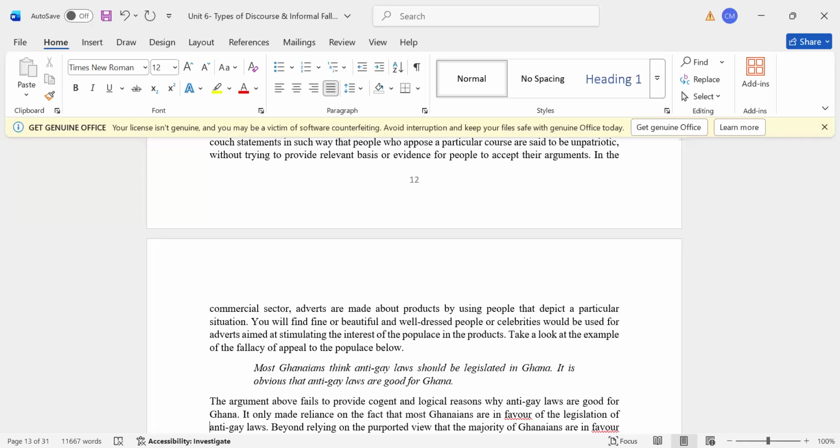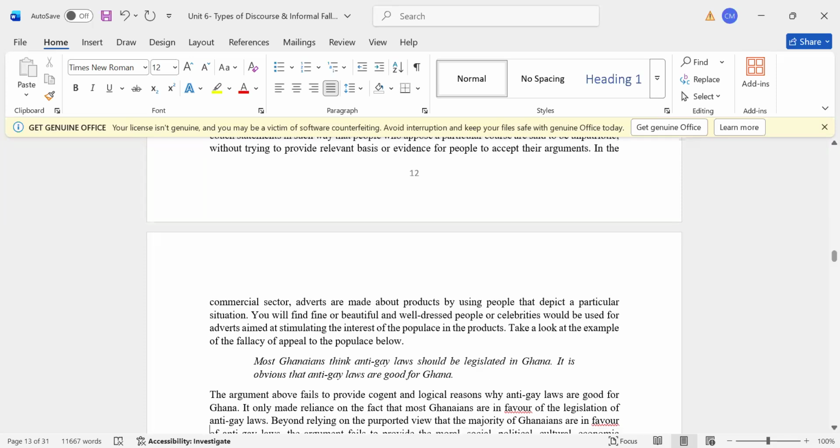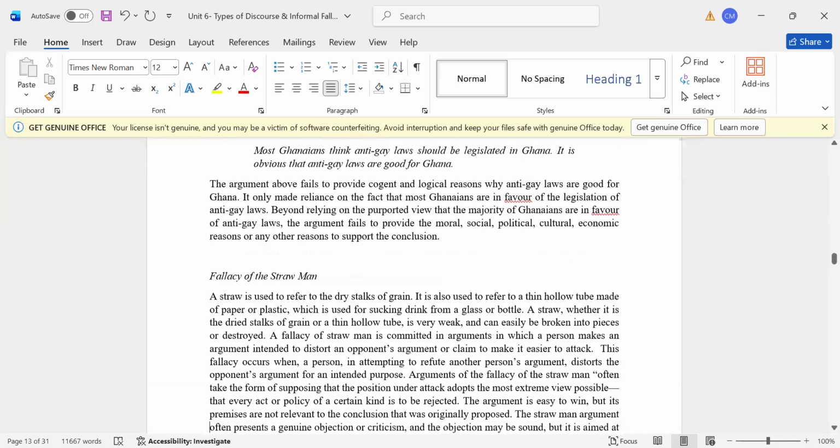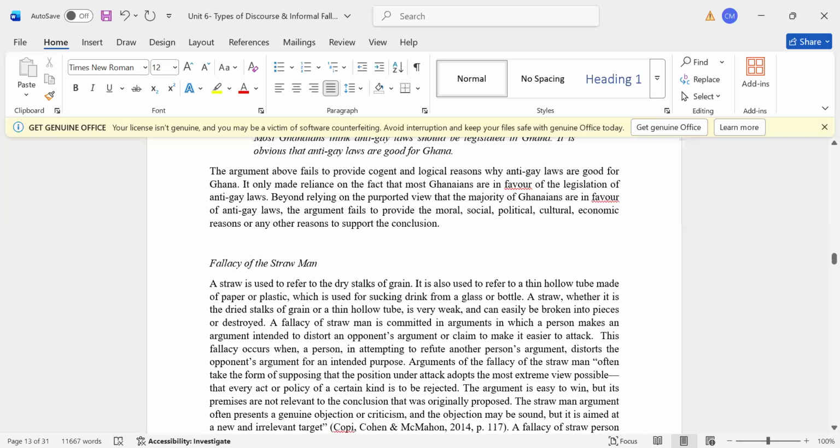So instead of making your conclusion based on the majority, subject the evidence to analysis and see for yourself. Then the fallacy of the straw man. You know a straw. You can use a straw to sip drinks and all that. A straw is very weak.